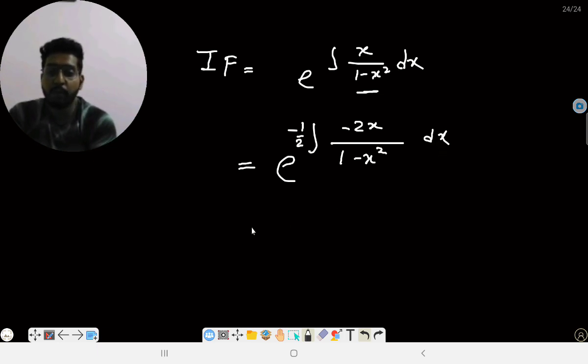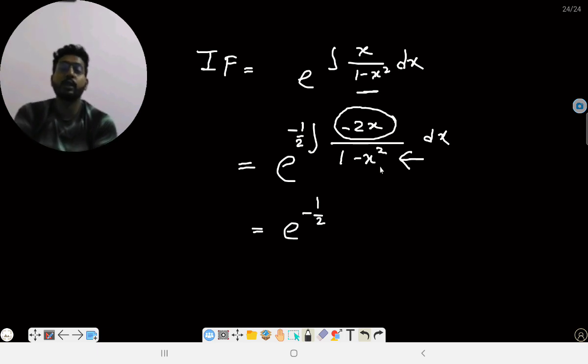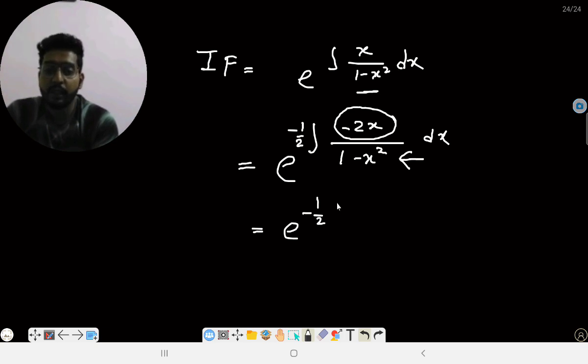Now here what will happen? E to the power minus half. Now look at what will be the integration of this one. You can see the derivative of the denominator is coming in the numerator. That means what will be the integration? The integration will be log mod denominator. So that was the formula.